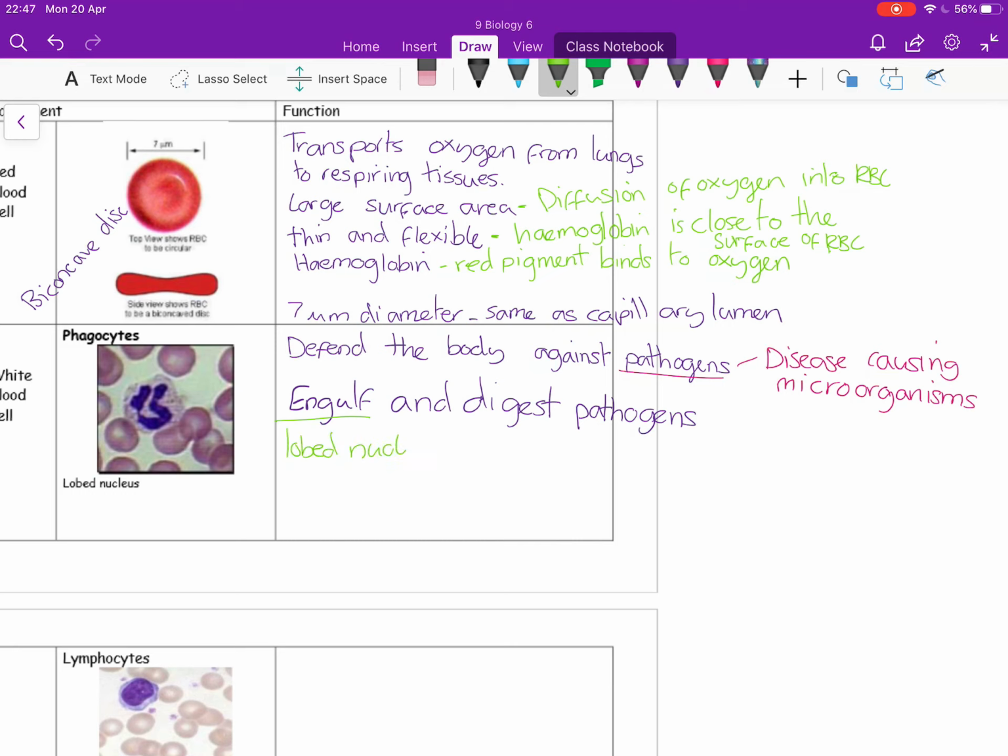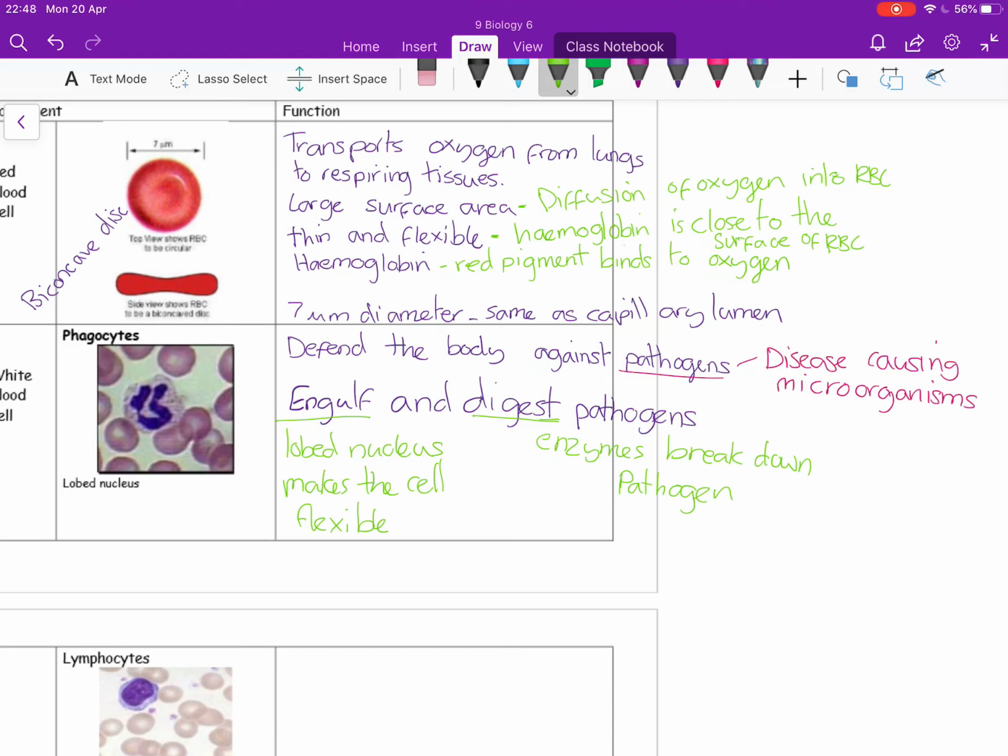And we describe the nucleus as being lobed in shape. This also allows the phagocytes to be able to squeeze out through the capillaries and enter into the tissues as well. And then once they've engulfed a pathogen, they need to be able to digest it. So they'll do this using enzymes.